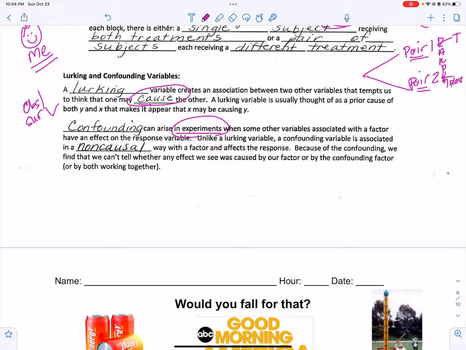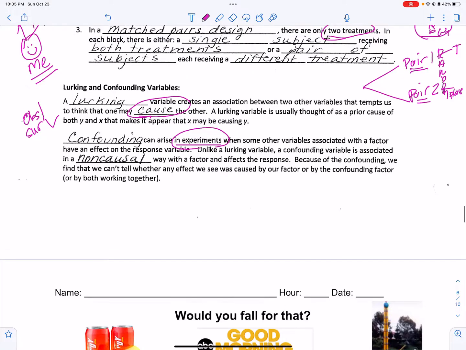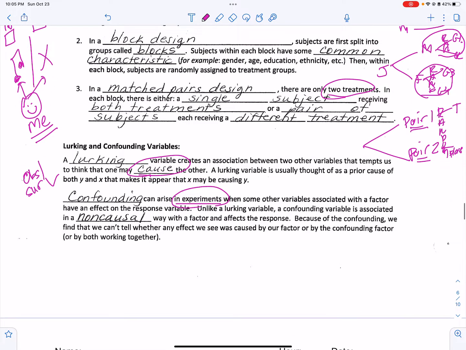Unlike the lurking variable, a confounding variable is associated in a non-causal way; it doesn't cause it, and that affects the response. In your packet you have a page just on lurking variables, and I would like you to make sure you highlight that and take a couple of notes on it. It won't take you very long, but it specifically deals with lurking and confounding.